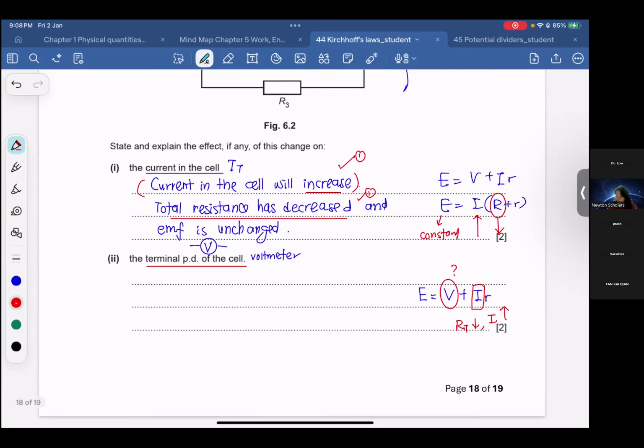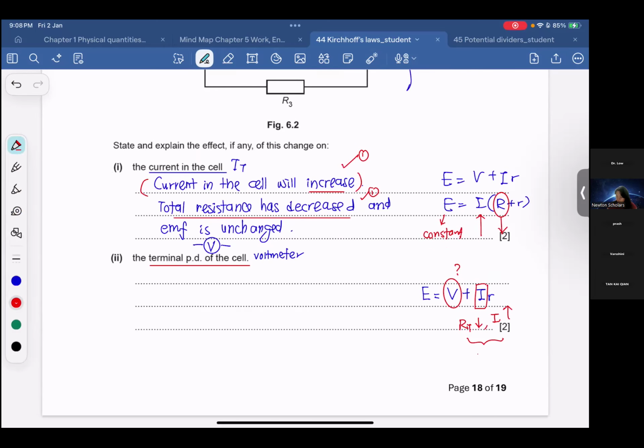Then after that, for the internal resistance, it gets more voltage. That means the voltage from the voltmeter will get less share. So here, my answer is the terminal potential difference of the cell decreases.